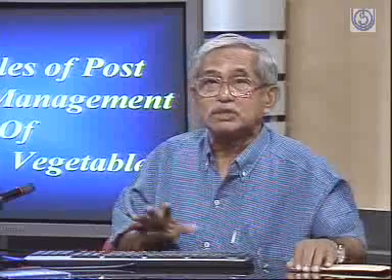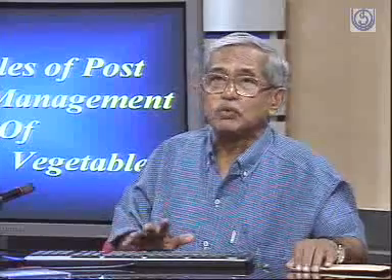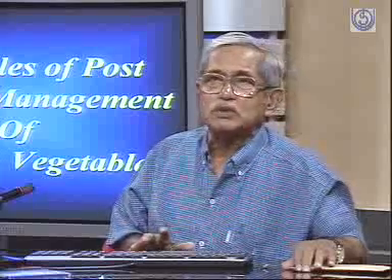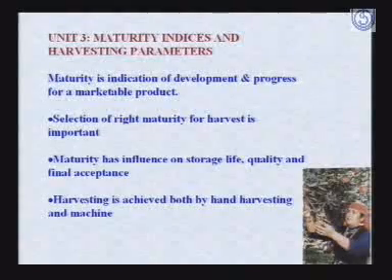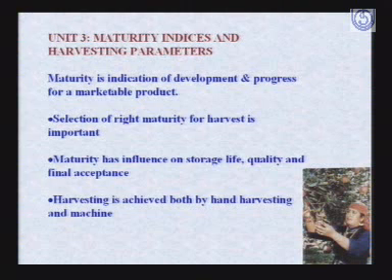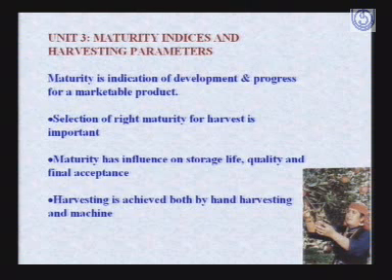Again, on maturity, there is one group of fruit which ripens completely on the tree, for example grapes. You cannot harvest grapes before they are fully mature; they have to ripen on the tree. But fruits like mango and tomato, you can harvest when they are mature, and the ripening can take place off the tree. So this is a very, very important parameter, and there are various ways of determining it.